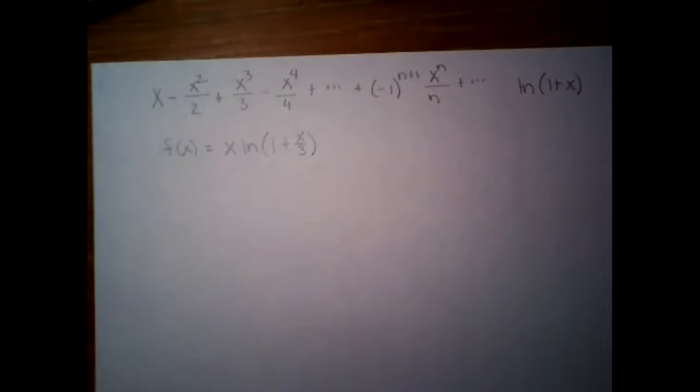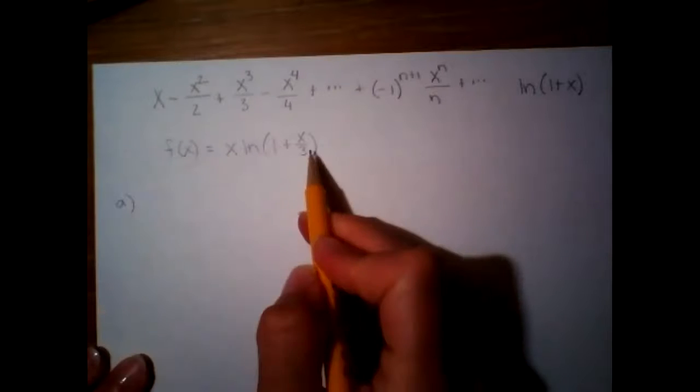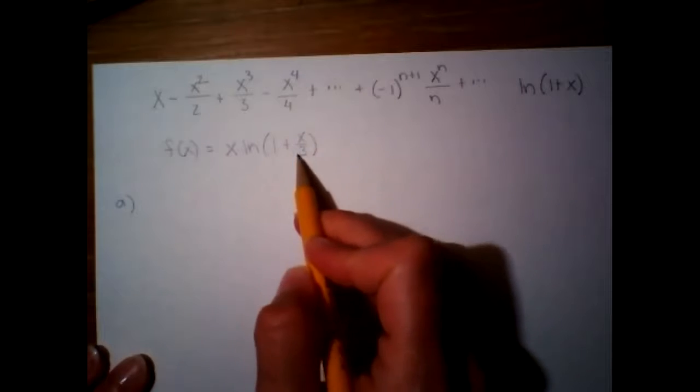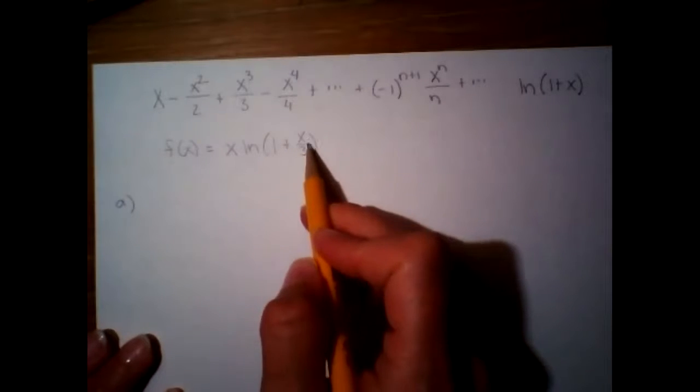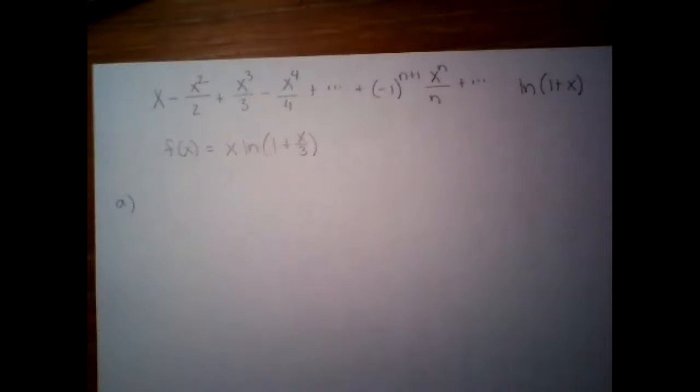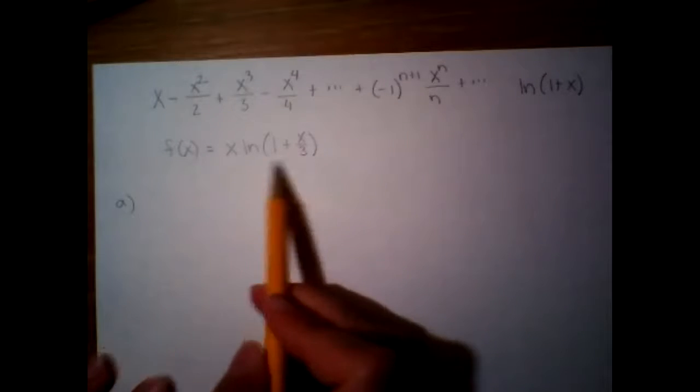So there's two kinds of transformations going on there. Everywhere there's an x, you would replace it with x over 3, and then you multiply the whole thing by x, because I think that's what they asked for in A? Yeah, A: write out the first 4 non-zero terms and then the general term for f.